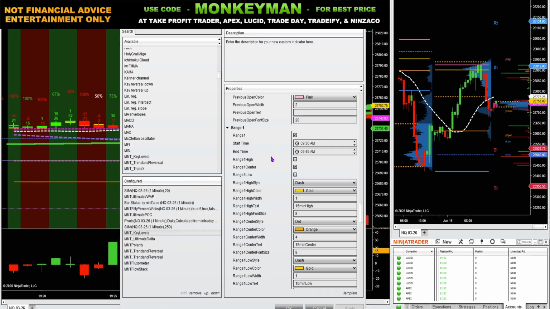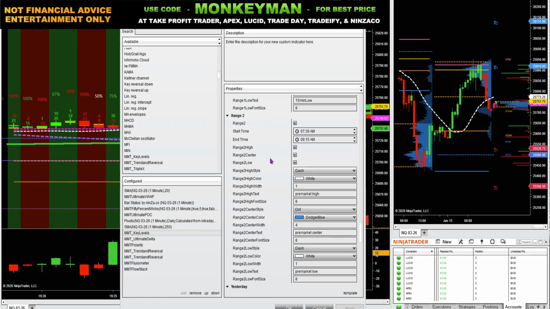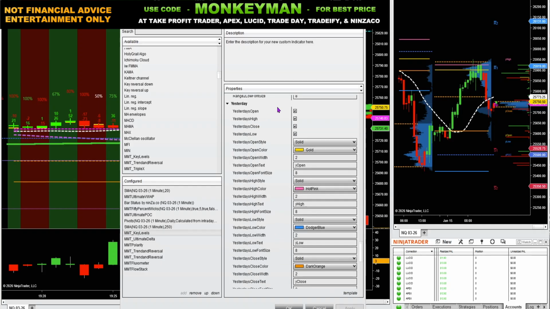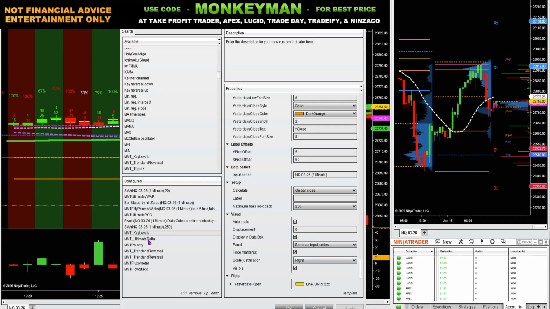I've got the 15-minute opening range, just printing the center. The 15-minute center is one of my favorite key levels. The key levels has 2 different ranges, which are totally customizable. Range number 2, I've got set to my pre-market range. You can type in your own custom labels for these range levels. I'm keeping an eye on pre-market high, center, and low. I've got yesterday's open, high, close, and low. The MMT key levels is absolutely chock-a-block full of goodness.